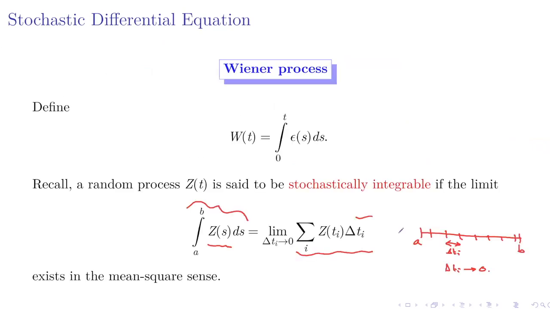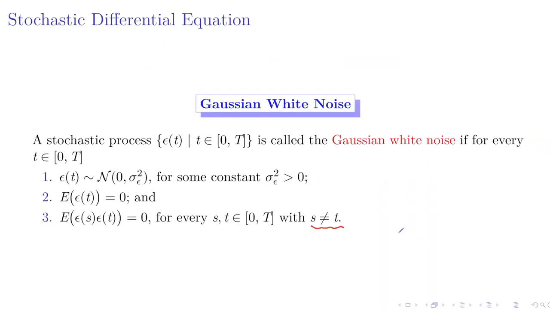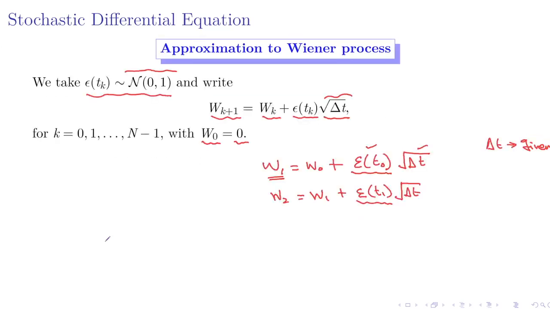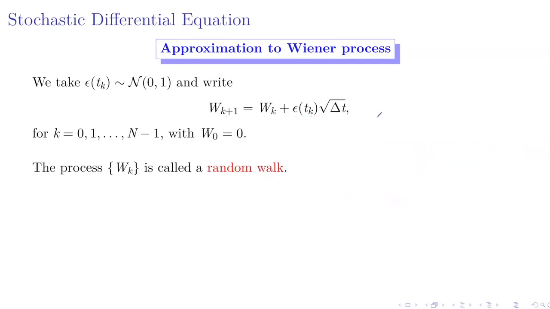That is because we need these epsilons to be independent. That is a part of the Gaussian white noise definition, right? So we'll keep all this in mind while we are generating these random variables epsilons. In that way, we are getting the numbers W1, W2, and so on. This is called the random walk.